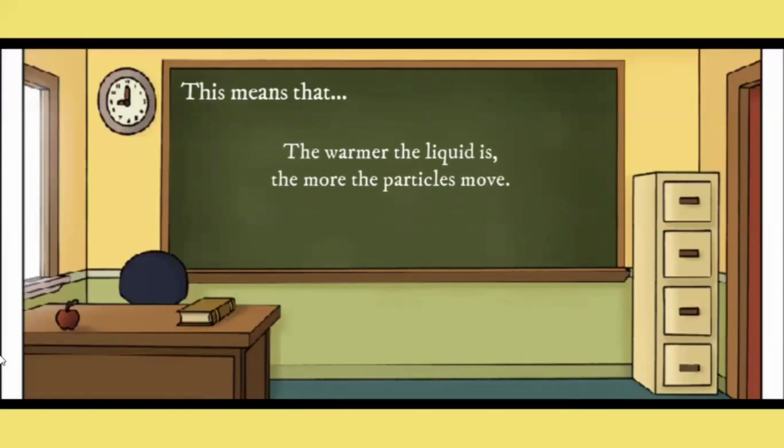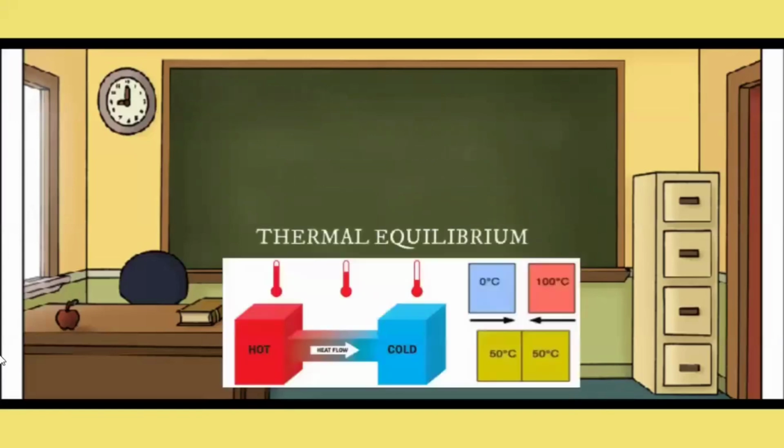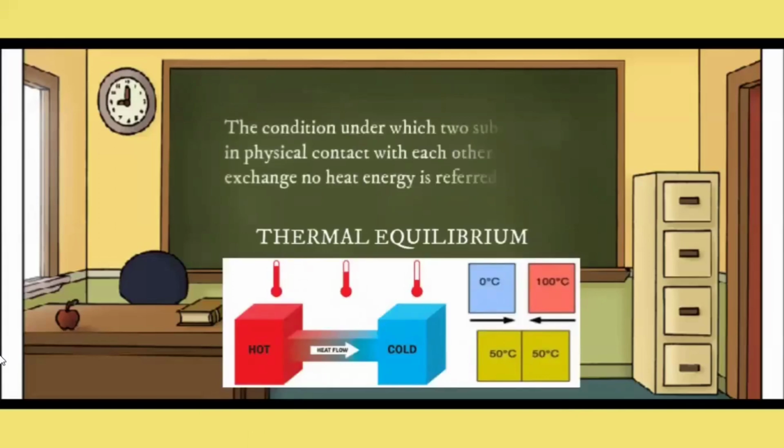As the particles move, they will impart some of their energy to other particles through collisions, and this will continue to occur until the whole system is at the same temperature, in a state called thermal equilibrium. Thermal equilibrium is the condition under which two substances in physical contact with each other exchange no heat energy.